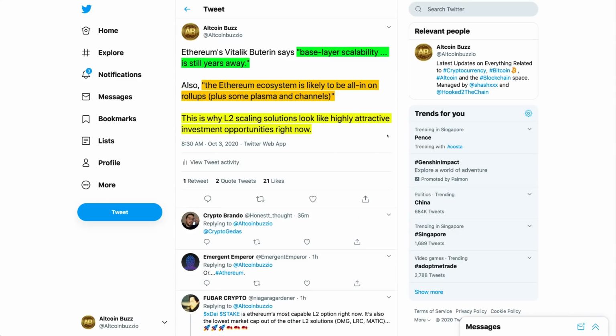So in this video, I'm going to try and give you a brief overview of why I think that layer 2 scaling solutions look like an attractive investment opportunity right now. I'm going to give you an idea of the range of solutions, just very briefly go over what types of solutions there are. And hopefully by the end of this video, you will have a better idea of why layer 2 scaling solutions are so important and why in fact they're even more important than ETH 2.0.